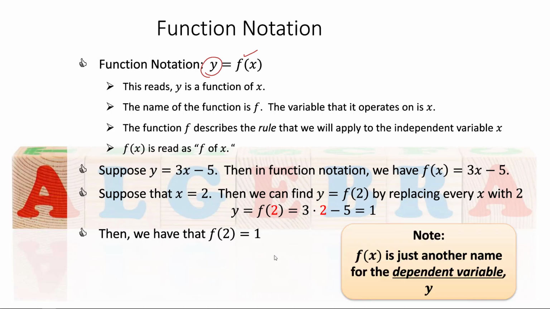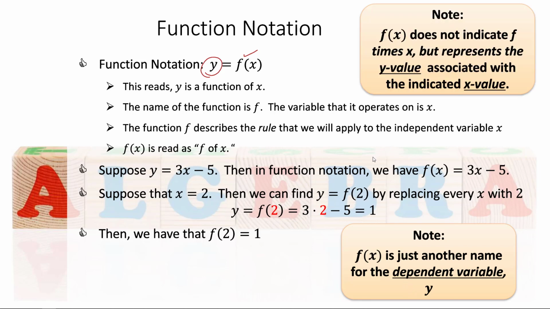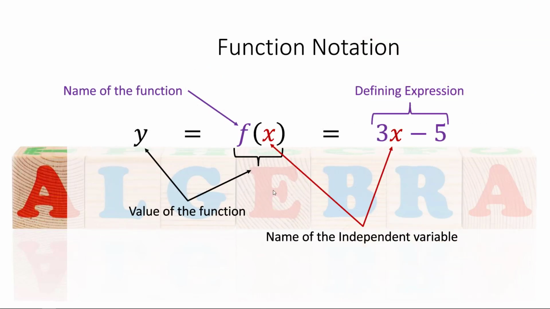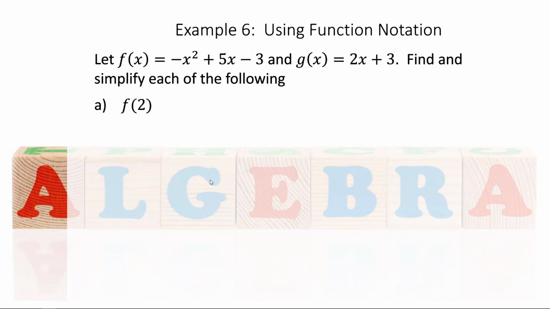Once again, f of x is just another name for the dependent variable y, and we are not talking about times, but it just represents the y value for the associated x value. This is a breakdown of the function: this is the name, and that's the independent variable. Y and f are pretty much the exact same thing, except now our function has a name. So let's apply this to these two examples.